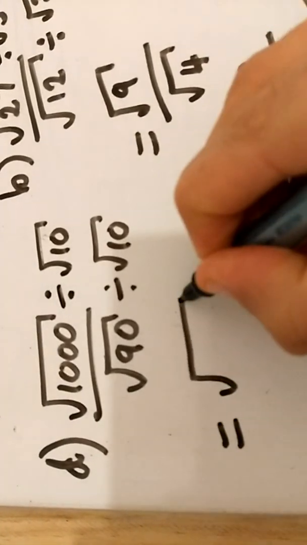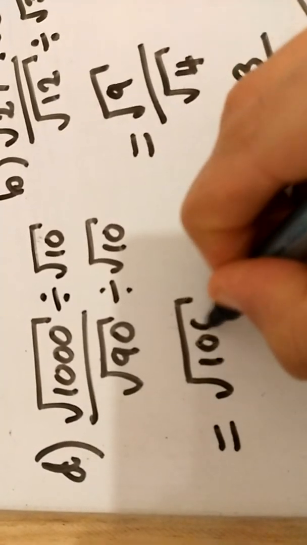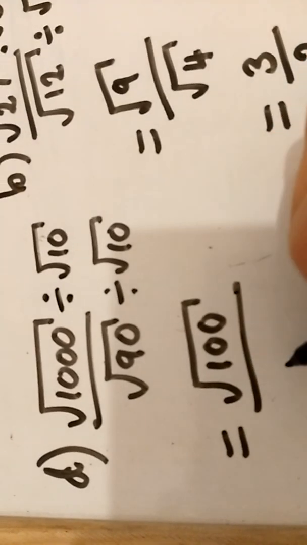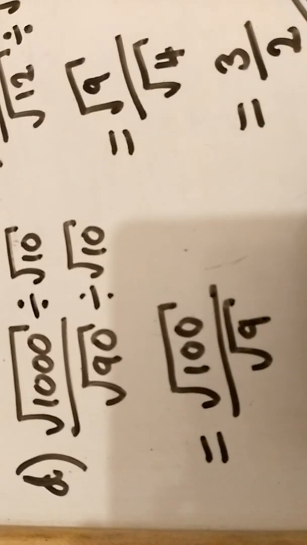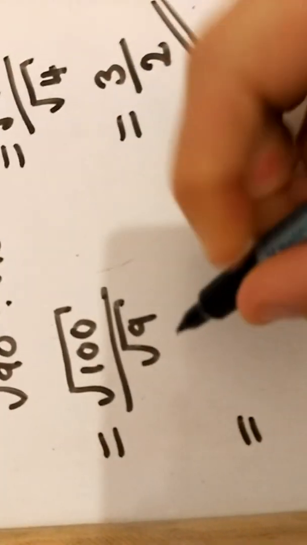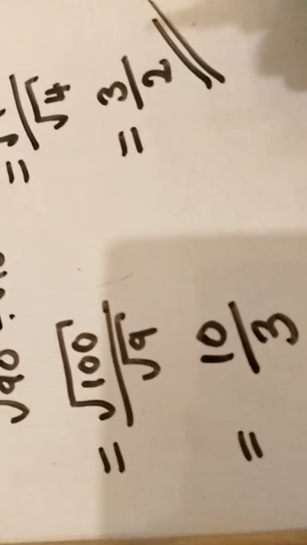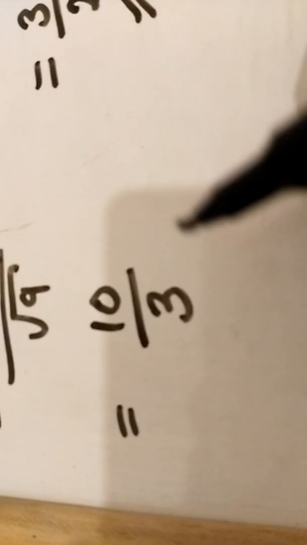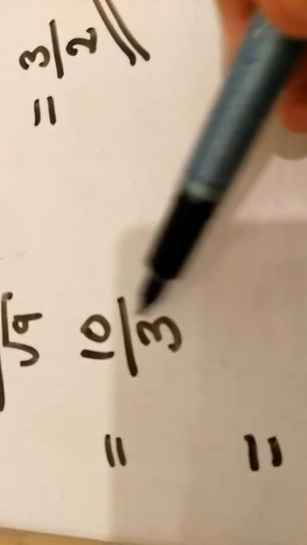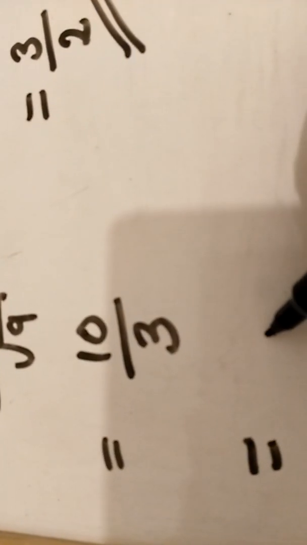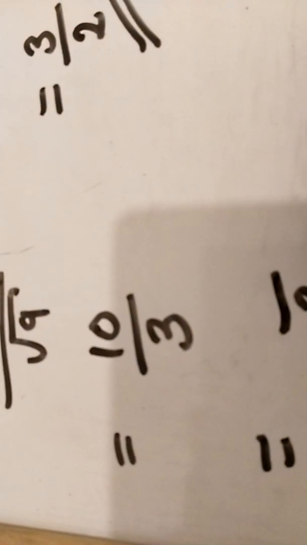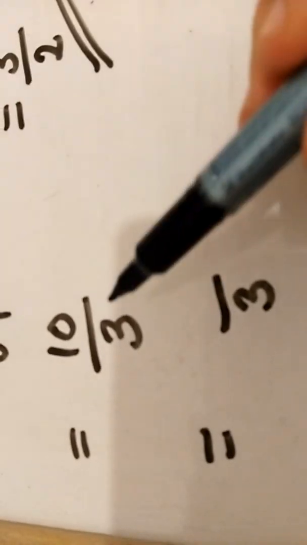That leaves me with root 100 over root 9. Square root of 100 is 10 and the square root of 9 is 3. Now it is a top heavy fraction, so what I would do is I would change it back into a mixed fraction. So what you need to ask yourself is, how many 3's are in 10? We keep 3 at the denominator.